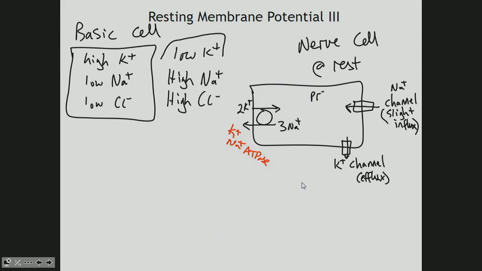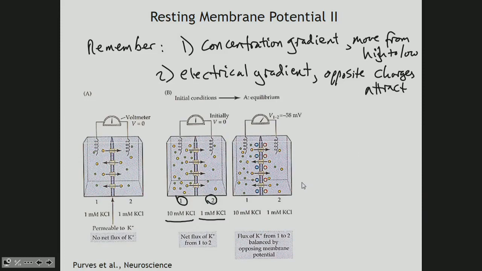So think about what's going to happen here. You're constantly bringing in sodium, you're constantly bringing in potassium, constantly pumping out sodium. That's setting up a situation where you're going to have a slight influx of sodium and this efflux of potassium. So that, in a lot of ways, is a lot like this, right? There's a lot more potassium flow than there is sodium flow.